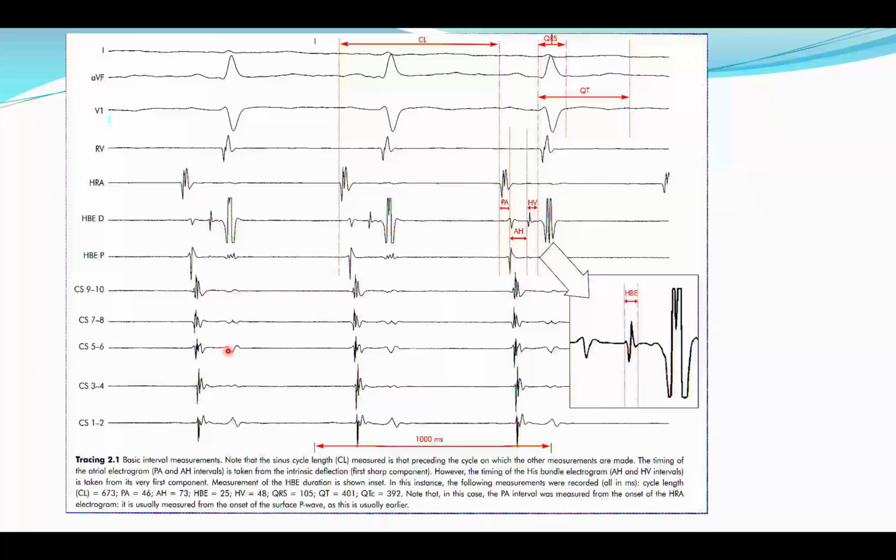Once we place the catheters, we do baseline measurement, that is baseline R to R, how much it is. Then baseline A to H, HV measurements are done on the His catheter. And baseline, what is the width of the His? Normal is 15 to 25 milliseconds. So QT interval, you can do all your baseline measurements before you start your basic electrophysiology study, which we do with A pacing and with V pacing, depending upon the type of tachycardia, or basic electrophysiology study to induce arrhythmia.